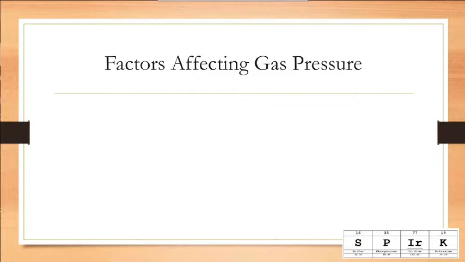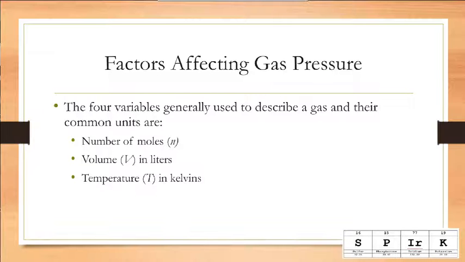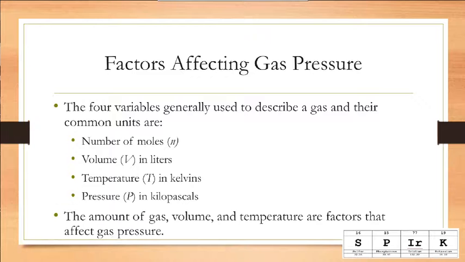So there are some factors affecting gas pressure. The four variables generally used to describe a gas, and their common units, are the number of moles, which we use as lowercase n, volume in liters, which is a capital V, temperature, capital T, which we will use in kelvins, and pressure, capital P, in kilopascals. The amount of gas, volume, and temperature are factors that affect gas pressure.